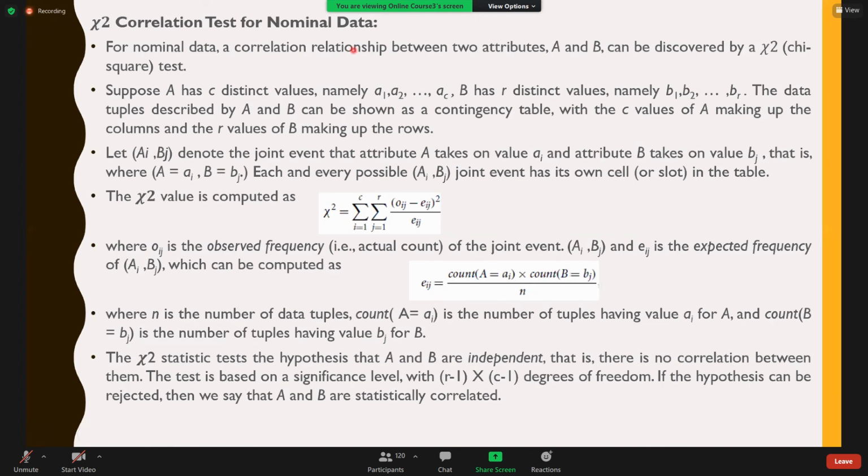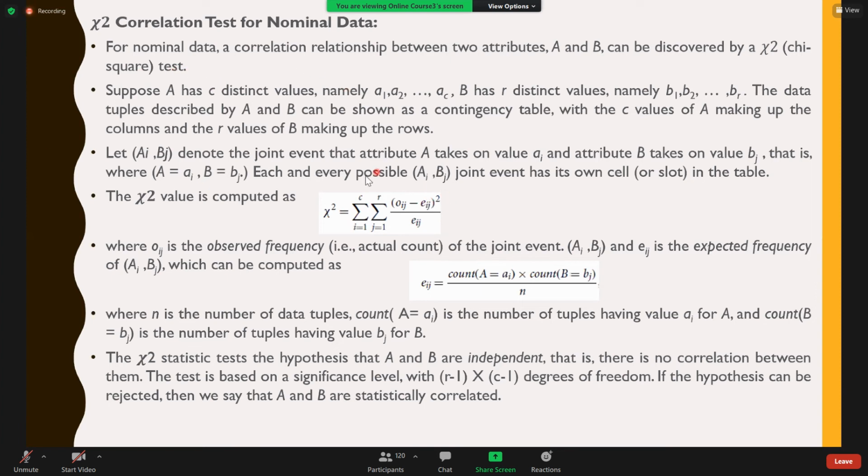So that is about correlation analysis between two numerical attributes. What about the correlation between categorical attributes, means non-numerical attributes? How to find the correlation between two non-numerical attributes? We have one statistical test which is called chi-square test. It gives the relationship between the two non-numerical attributes. We call it nominal data or categorical data, anything is same. So the correlation between two attributes A and B can be found using this chi-square statistical test.